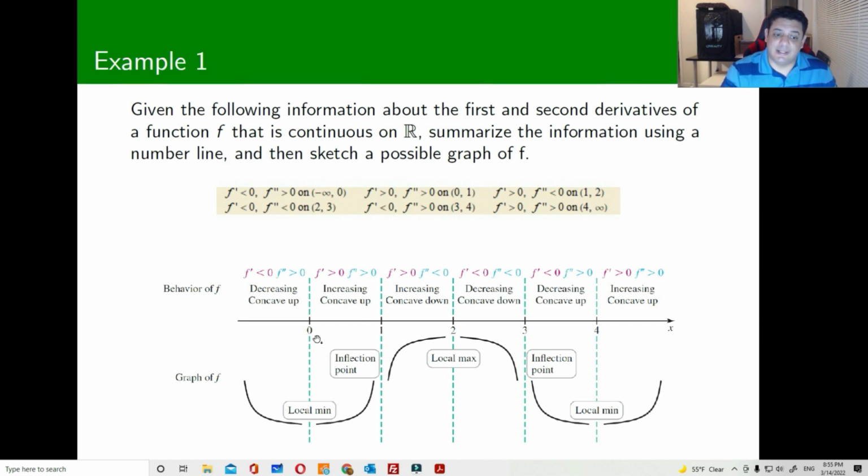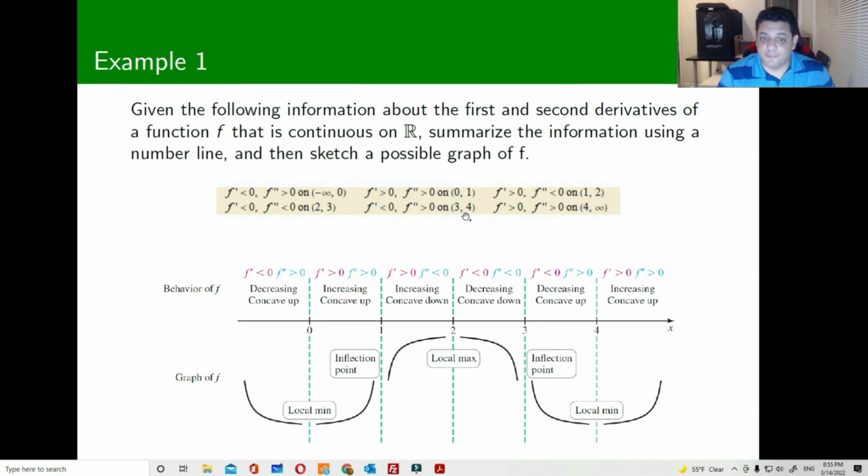So as expected, 0 is a local minimum, 2 is a local maximum, 1 is an inflection point, and then we're going to have a repeat of the behavior in 3 for inflection point. Notice that there's a change in the second derivative from being negative to being positive. So we have an inflection point in there.